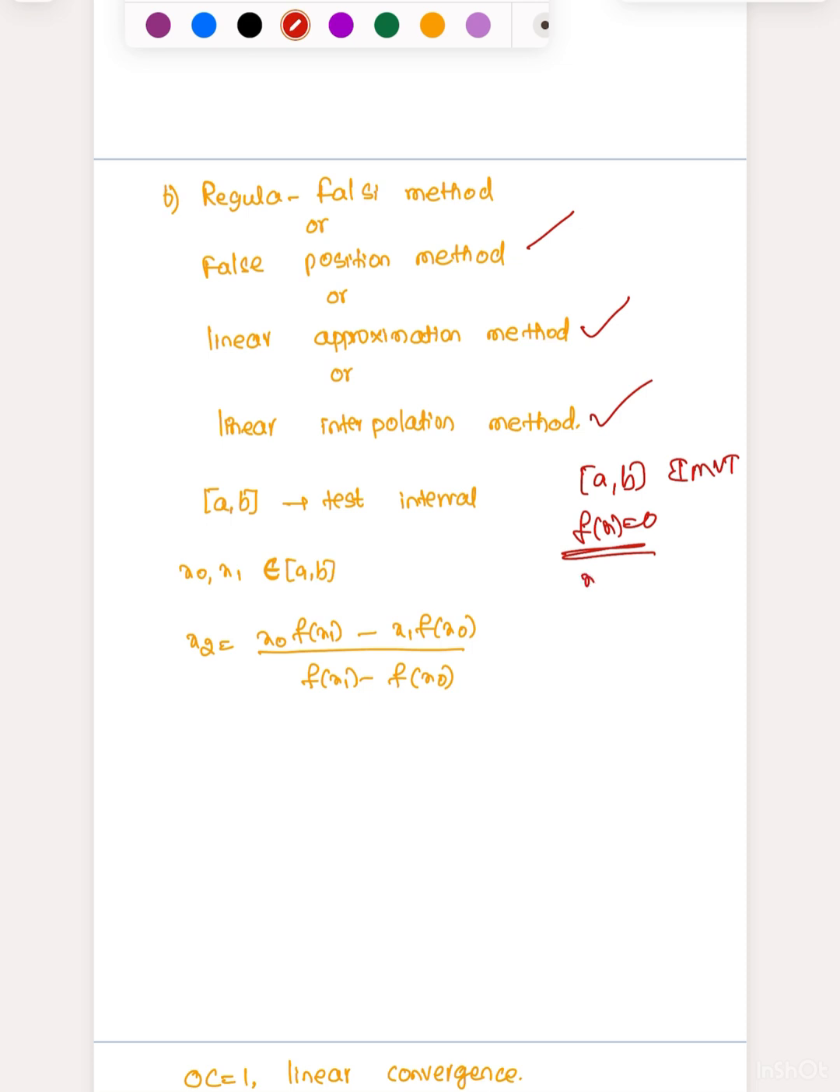If we have to put x values from the set of integers, so that for two consecutive integers, they are having opposite signs, or sometimes x1 and x2, or sometimes here we are taking x0 and x1.